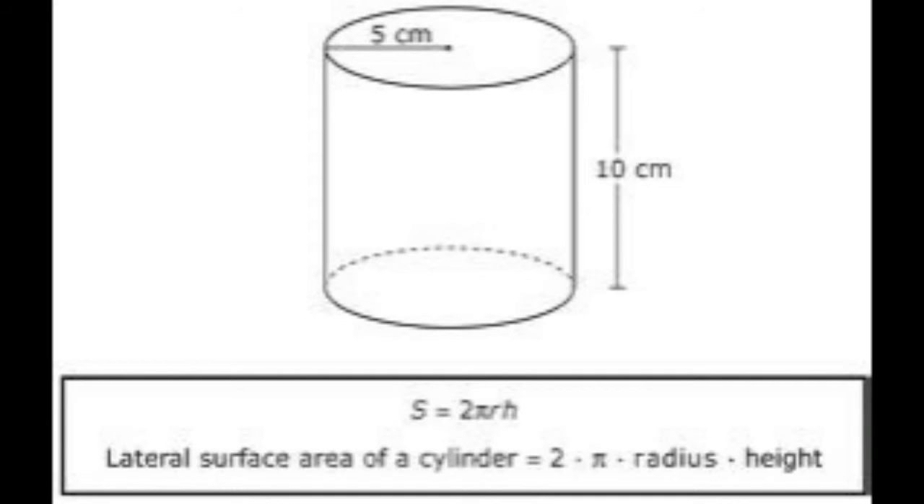I started out by multiplying 5 times 5, so it could equal 5 squared times pi, and then I multiplied that by 2, and then I added it to pi times 5 times 10. And then I added those two results together, and it gave me my final area of 471. I achieved that by following our equation.